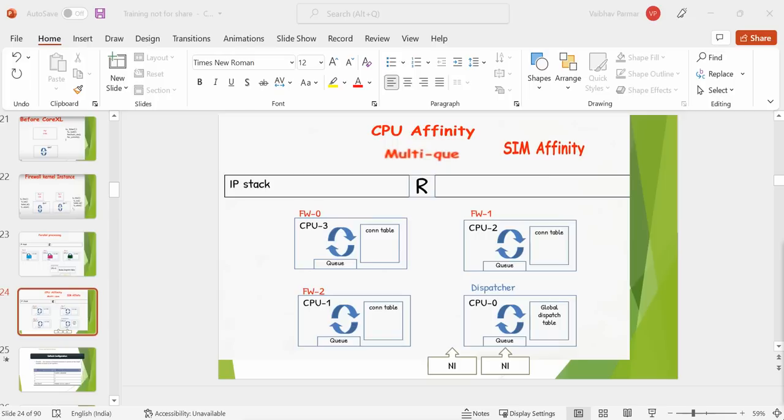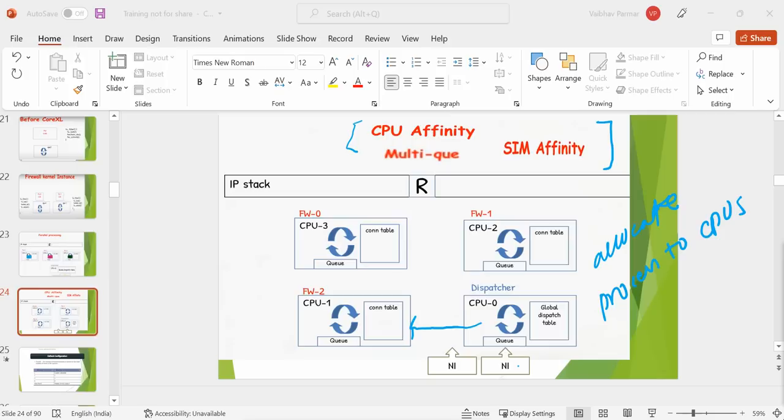So these are the terms we will be seeing in the command line, and that's why I have this slide here. Let's talk about the CPU affinity. We have the ability to allocate different processes to different CPUs. Say whatever packet is coming from this NIC reaches your dispatcher, and this dispatcher says, okay, let's forward this packet to CPU1.